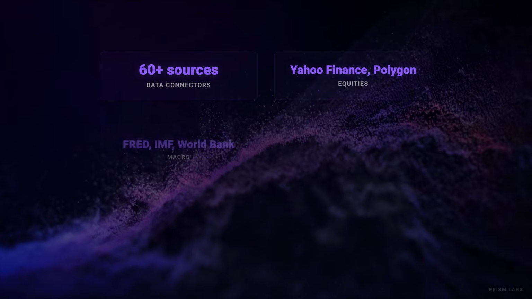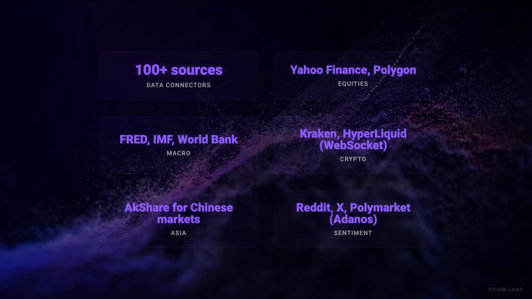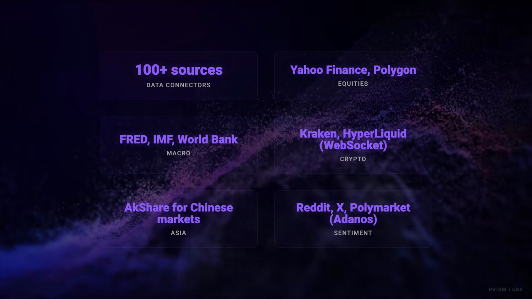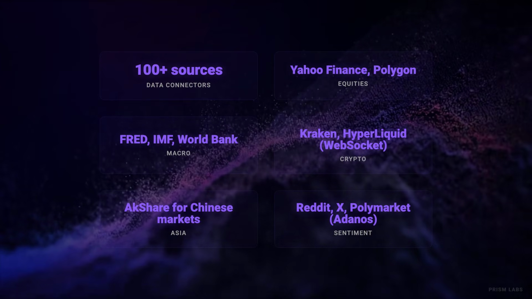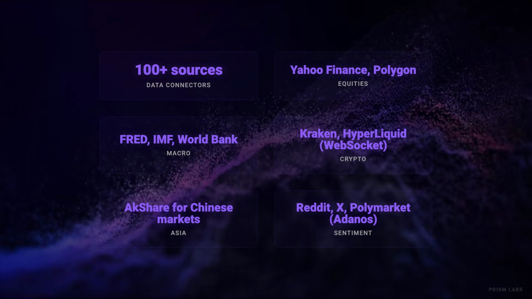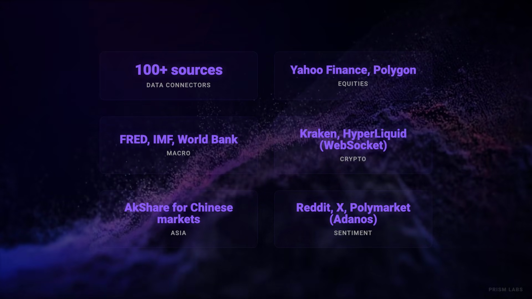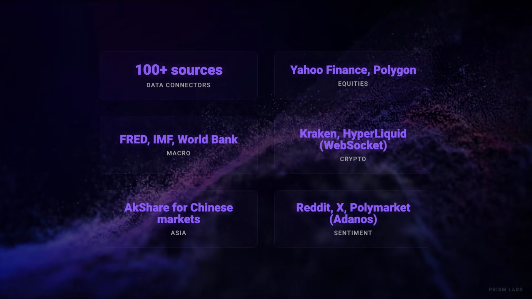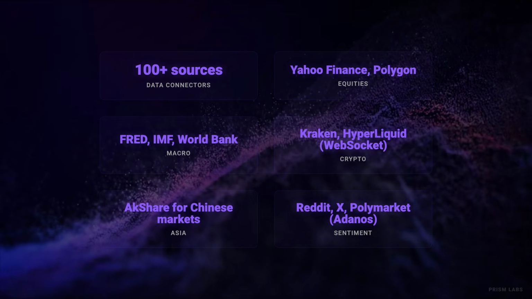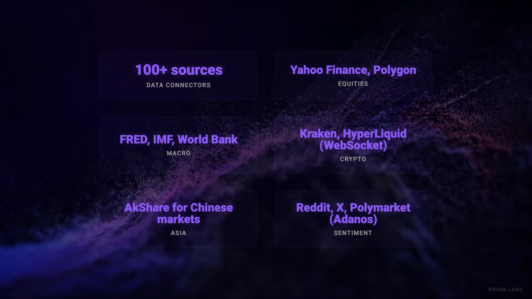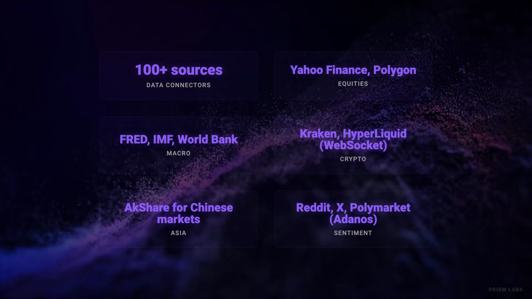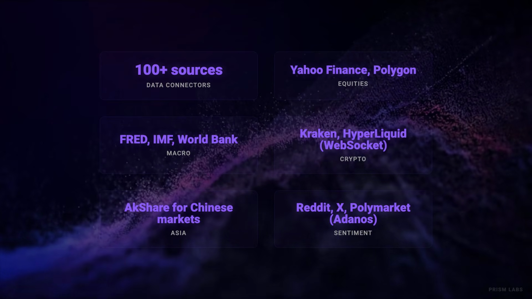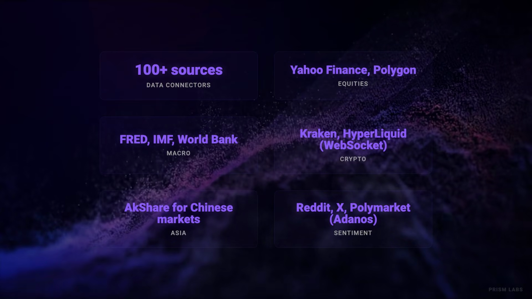The data access layer is where Fincept Terminal justifies the Bloomberg comparison. Over 100 connectors pull from institutional data sources. Yahoo Finance provides equity prices, fundamentals, and historical data. FRED, the Federal Reserve Economic Data System, delivers macroeconomic indicators, interest rates, and monetary policy data. The IMF and World Bank provide international development indicators and cross-country economic comparisons.